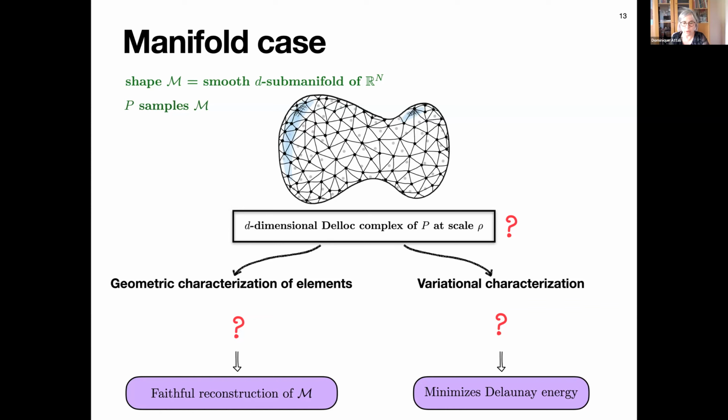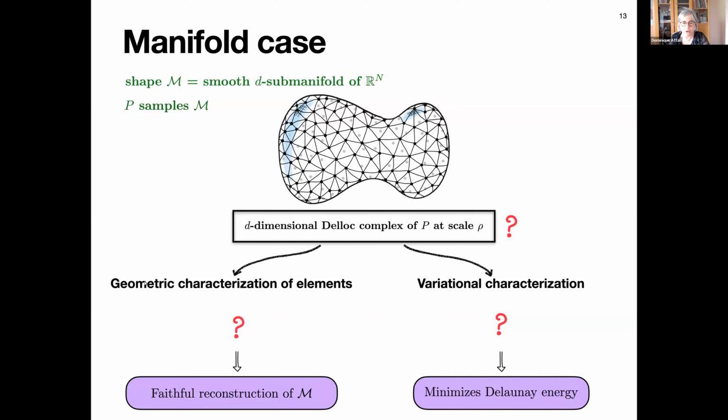And we shall provide both a geometric characterization of its elements and also a variational characterization. And we shall see also that under the right conditions, this Delloc complex will be a faithful reconstruction of the manifold.